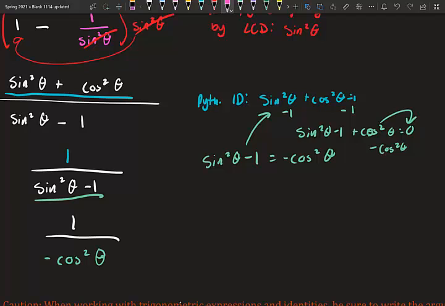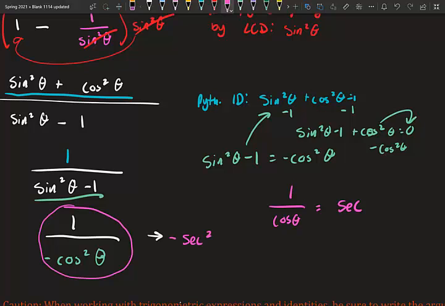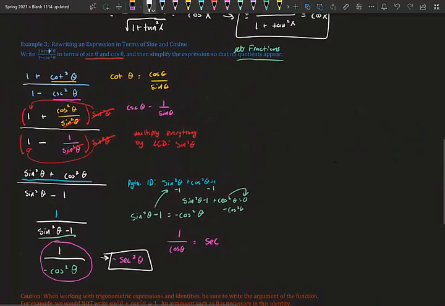Alright, last but not least, we know something about this. 1 over cosine theta is the same thing as secant. So we're going to switch this to secant. And since it's negative, we're going to have negative secant squared theta. That is writing in terms of cosine and sine with no fractions. But you're like, it's not sine or cosine. Well, it is. It's secant, but no fractions. Because it says no quotients up here, we had to take that reciprocal and turn it into secant.